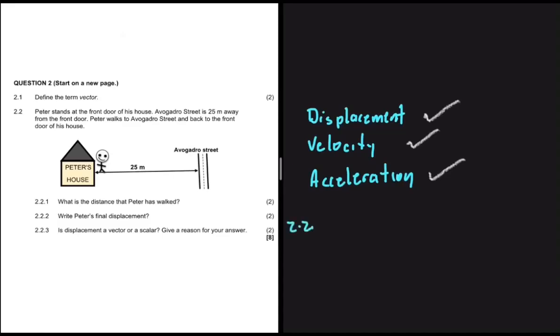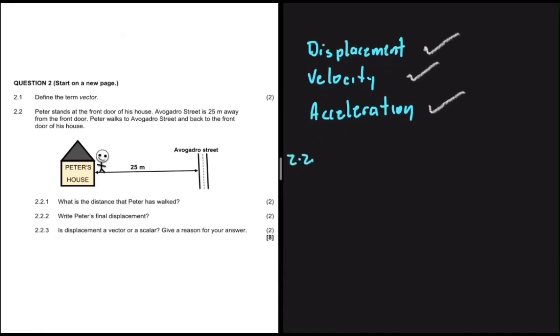In 2.2, Peter stands at the front door of his house. Avogadro Street is 25 meters away from the front door. Peter walks to Avogadro Street and back to the front door of his house. So he walks to the street and then walks back again to his house. The first question, 2.2.1, what is the distance that Peter has walked? So we need to be asking ourselves, is distance a scalar or a vector?